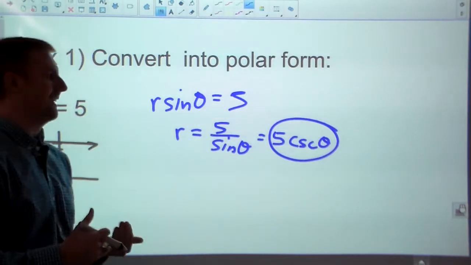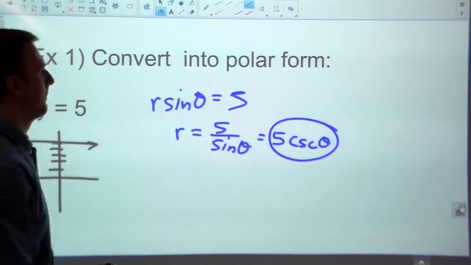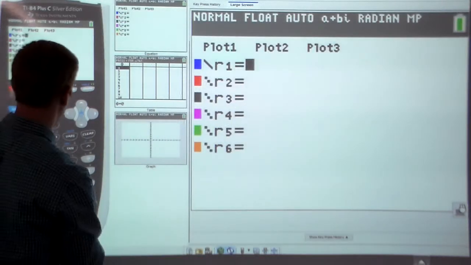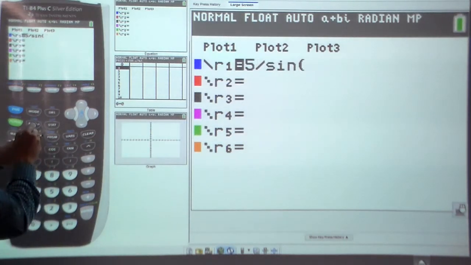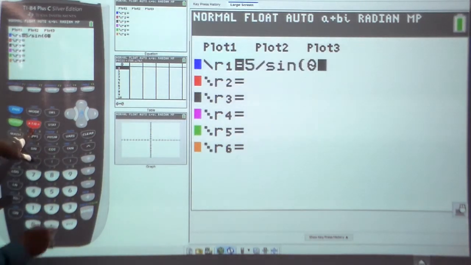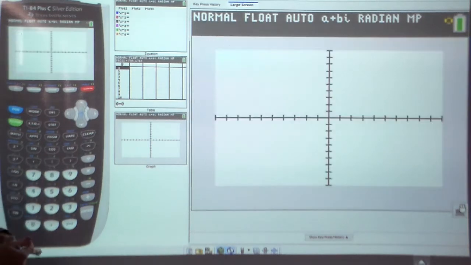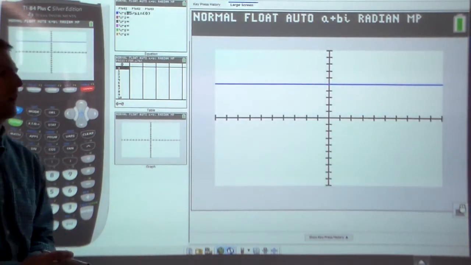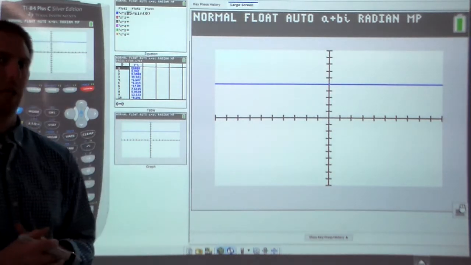The calculator doesn't have a cosecant button, so I'll show you what to put in the calculator. Now we know what this should look like, so let's go to our calculator. Let's do 5 divided by sine theta. Now that variable button, when I hit that, it's going to put a theta in. In polar mode, the third symbol is a theta. And it should be a horizontal line through 5. If it is, we got it, so it looks pretty good. That's a good way to check to make sure it looks like the function you expected it to be.